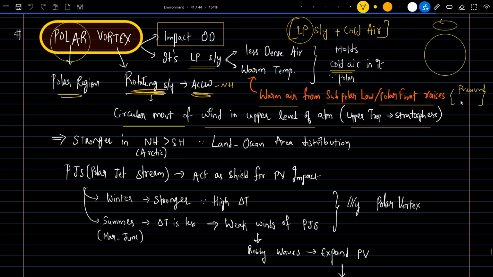Ferrel cell, polar cell, which we'll be discussing in geography. Understanding it will make more sense then. So as of now, remember it. The warm air from the polar front rises to form a low pressure belt, a low pressure system, which is known as the polar vortex.